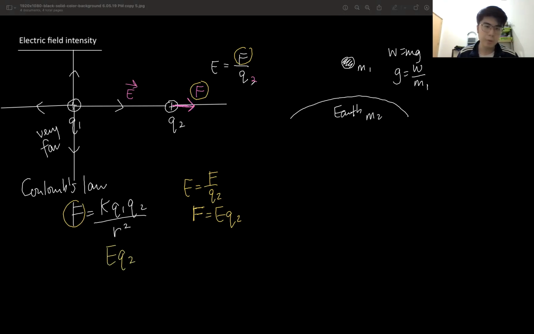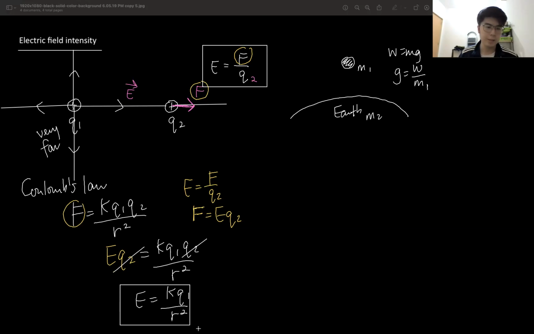Then here I equate them. EQ2 equals kQ1Q2 over r squared. Cancel Q2, what do we get? E equals kQ1 over r squared. Again, you have the second formula. This is the first one, this is the second one. Electric field strength equals kQ1 over r squared. Be careful, Q1 is the source that is producing the field. The r would be the distance between here. We are considering a point charge.